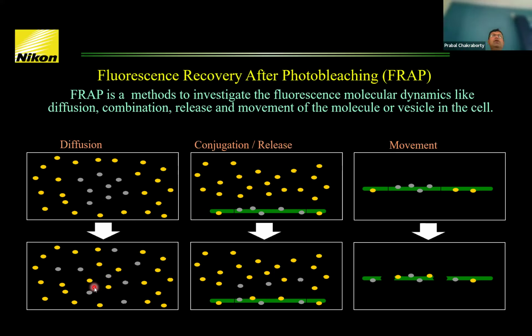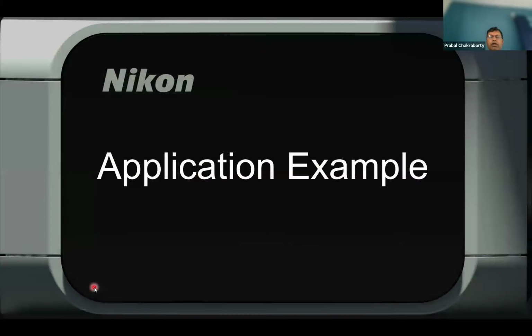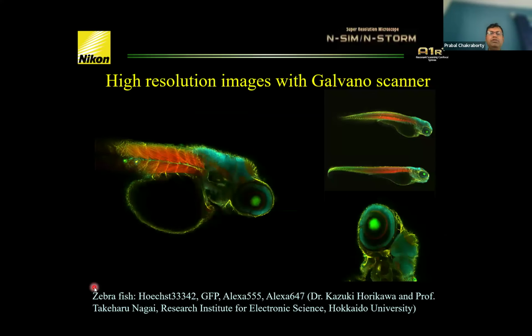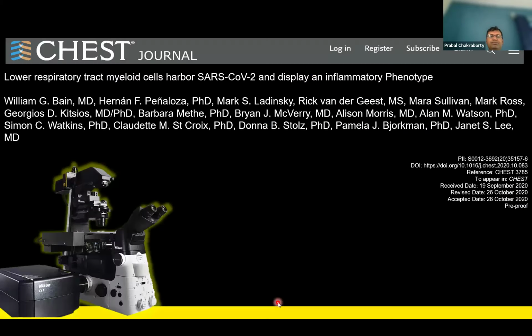And if we change somewhat, with different fluorophores available, we can do photoactivation and photoconversion experiments also. These are some application examples. As I mentioned, we can capture beautiful images with the confocal, particularly multi-channel images. This is a zebrafish example where we have different fluorophores: Hoechst, which generally stays in the nucleus, GFP, Alexa 555, there are four colors, and Alexa 647.